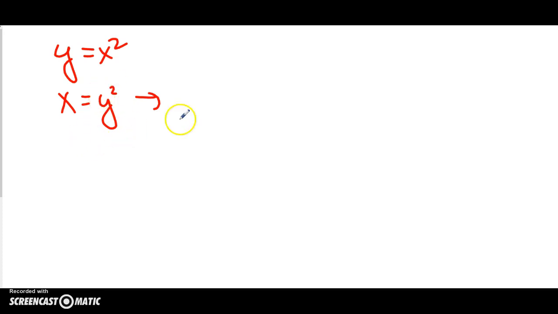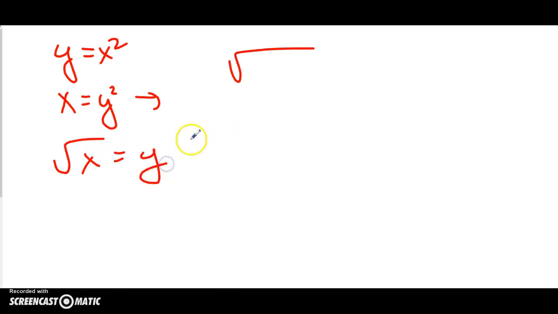And what we'll do here is, x equals y squared. We need to get rid of the y squared, and the opposite function of a square is a root. So we take the root of each side, and x equals y. Now you have to be careful there, because when we take the root of x, we need to include both the negative and the positive, right?